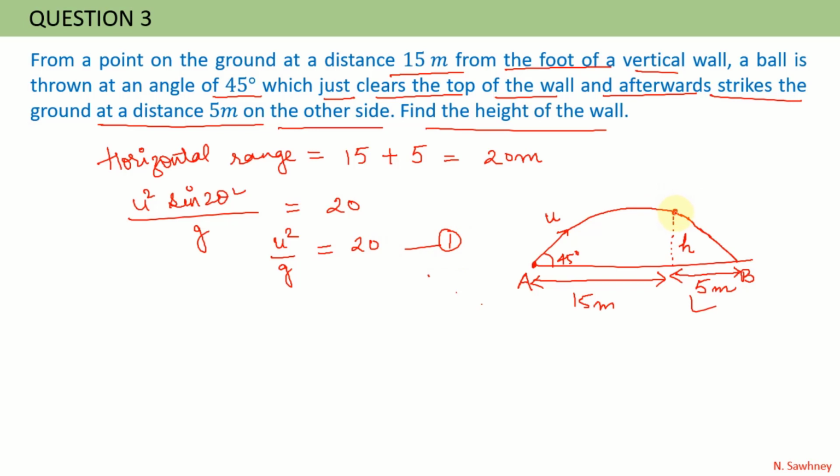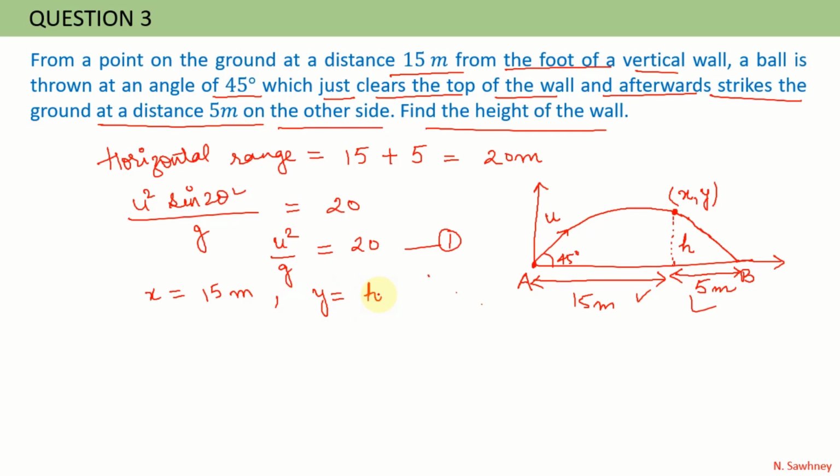Now let the top of the wall be represented by the coordinates x, y, and let this be the coordinate axis like this. Then x will be equal to 15 meters as we can see from here, the distance from the point A, which is marked as origin, and we have to calculate y, which is the height of the vertical wall.